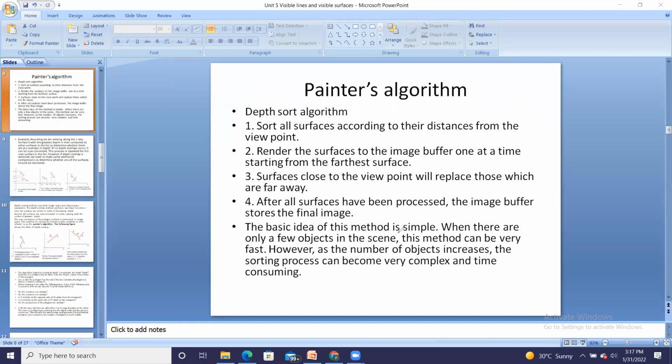And the basic idea of this method is simple. When there are only few objects in the scene, this method can be very fast. However, as the number of objects increases, the sorting process can become very complex and time consuming. So this is very important, same as that of Z buffer algorithm. जेव्हा less number of objects असतील, then we can use this sorting method efficiently. But at a time, आता आपण दोनच surfaces बघत होतो, I mean sort करत होतो, पण असे जर total 10 to 12 objects will be there, and those 10 to 12 surfaces, if you want to process, then that sorting will become obviously complex and time consuming.